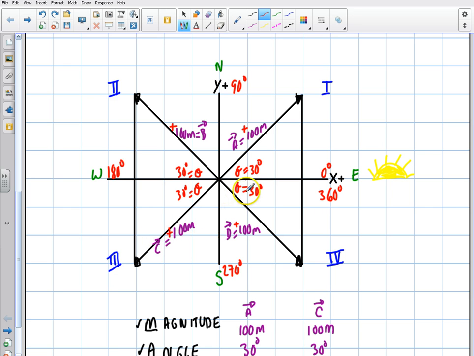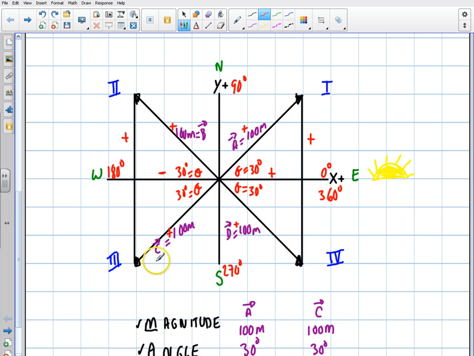But the question becomes, what do I do now for the signs of all of these individual components? Well, let's take a look here. Let's take a look at vector A. The sign of the x component here is positive. The sign of the y component here is positive. Let's look over at vector B. The sign of the x component is negative, because it's running along the negative x-axis. The sign of the y component is positive because it's going up.